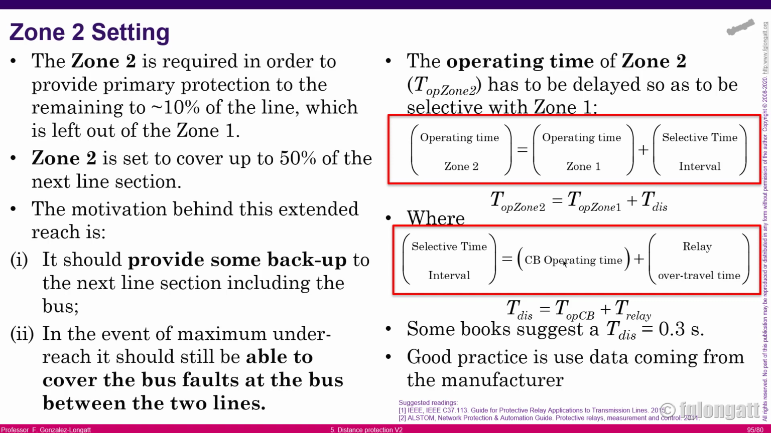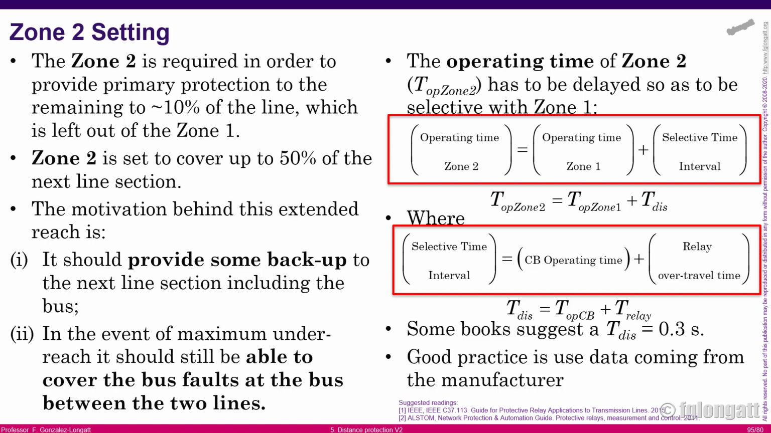Every single case must be evaluated independently. You must be careful and evaluate what is the operating time of the circuit breaker, 2 cycles, 5 cycles, whatever, okay? And then the operating time of the relay. Modern relays are quite fast, okay? I typically suggest you use the data coming from the manufacturer.